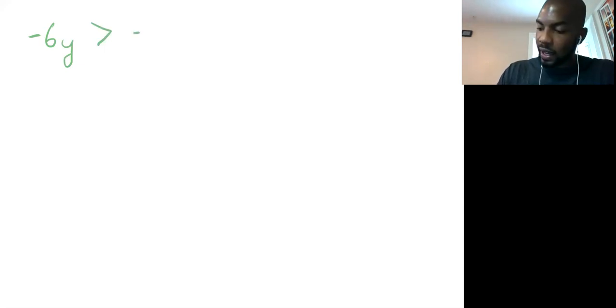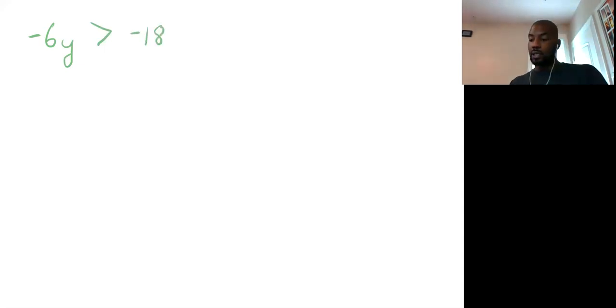I'm going to see if you can race me here. We're going to do a multiplication problem. Let's try this one. I've got a negative. Ooh, there's the secret negative. Negative 6 times y is less than negative 18.